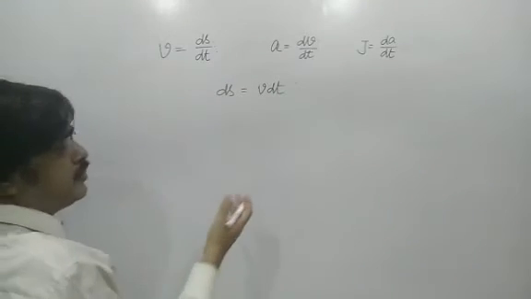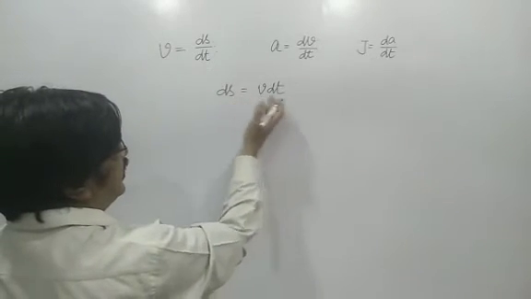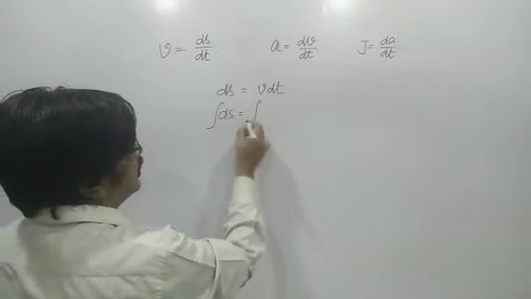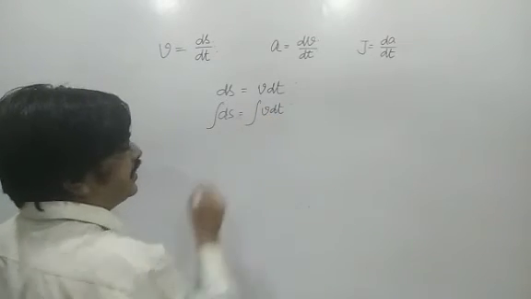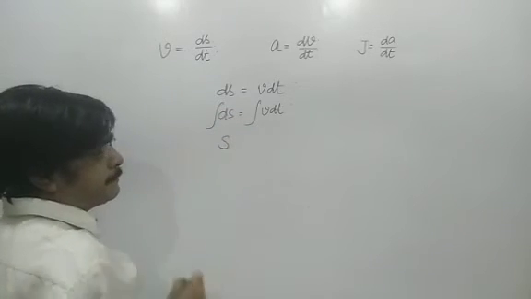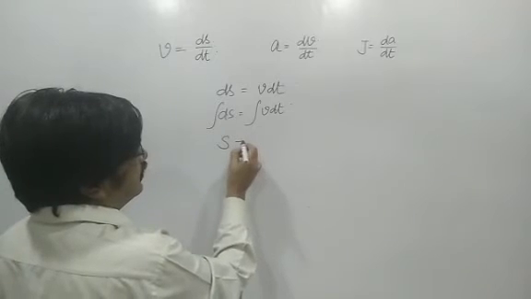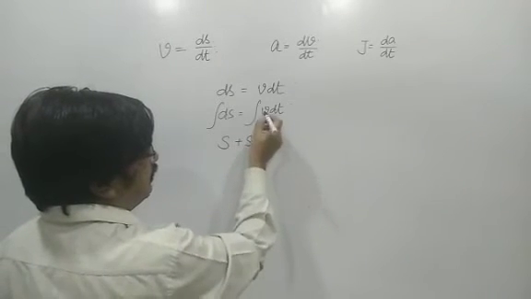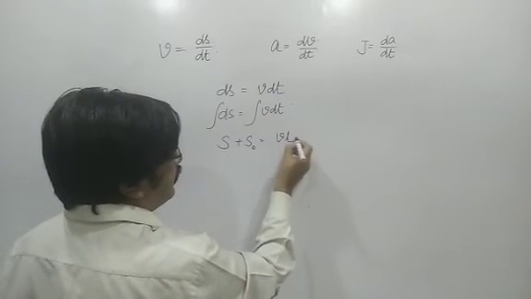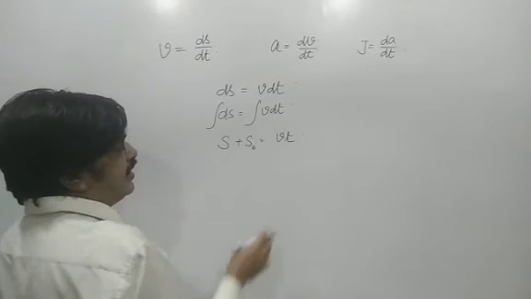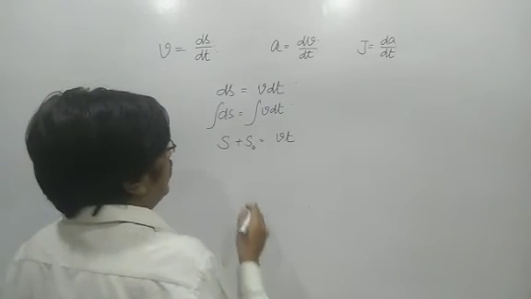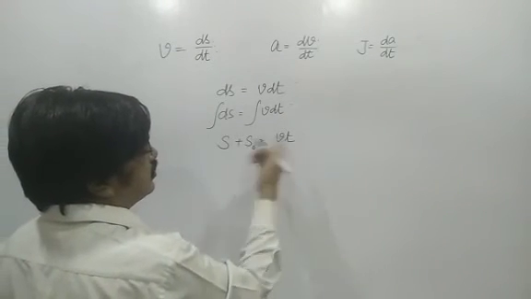Clear? Suppose v remains constant and you integrate both sides, then ds equals integration of v dt. Integration of ds gives you net displacement; there may be a constant here, plus S0. V dt, if V remains constant, then it is equal to only Vt. You have to write S or rather a constant on either side. Clear? So it can be written as S plus S0 equals Vt.